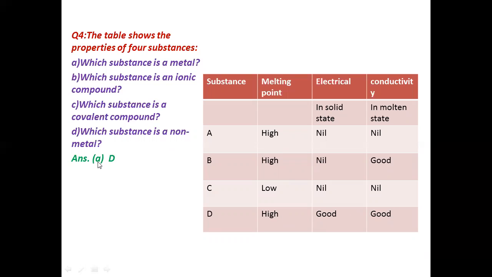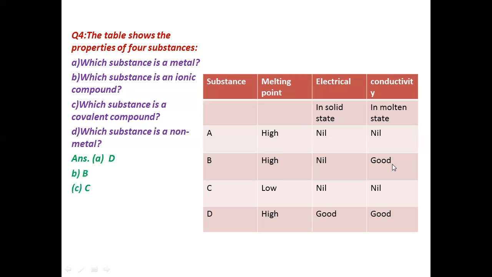So D is the correct option. Which substance is a metal? D. Second one, which substance is an ionic compound? Ionic compounds have a high melting point, but they are poor conductors of electricity in the solid state, while in the molten state they are good conductors of electricity. So B is the correct option.